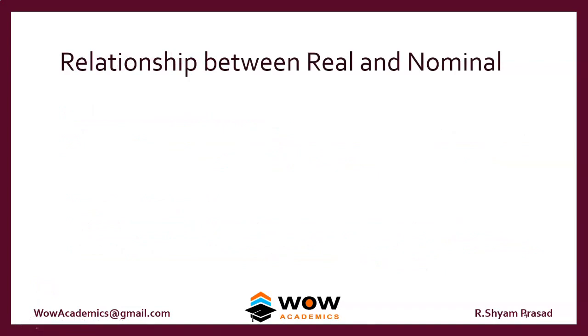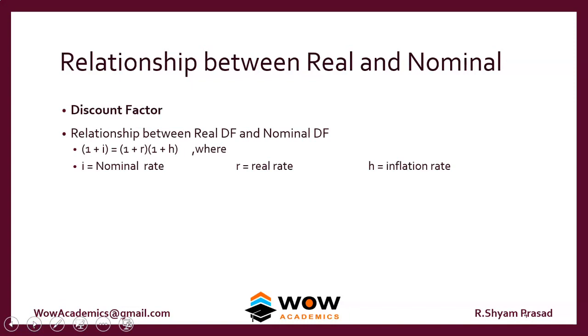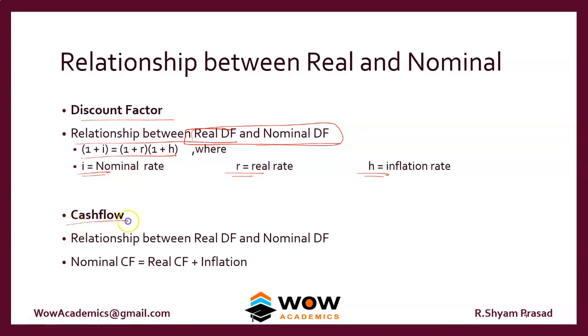So what is the relationship between the real and nominal? The relationship between the real and nominal discount factor can be expressed like this. We have the formula 1 plus i equals 1 plus r into 1 plus h. Here i refers to the nominal rate, r refers to the real rate and h refers to the inflation. So the nominal is equal to the real into the inflation. That's how the formula works. The relationship between the real cash flow and the nominal cash flow is like this: nominal cash flow is equal to the real cash flow plus the inflation.